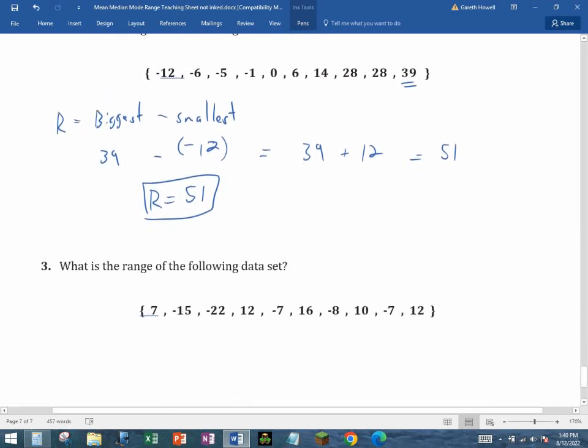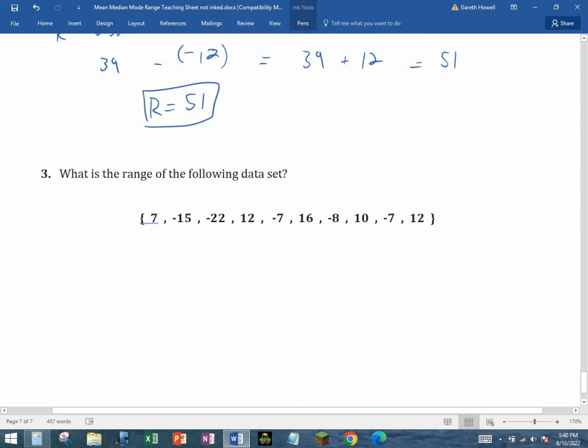Last example we have to go through here. Again, this set is not in any order, so that's why sometimes it's a good idea to put them in order so you can see what the largest and what the smallest is. But you could reorder them if you wanted to, or we can just look through and say, okay, I know there's negative numbers. So one of the negative numbers is going to be the smallest value. The biggest negative number will be the smallest value. And I can see that negative 22 is the smallest value.